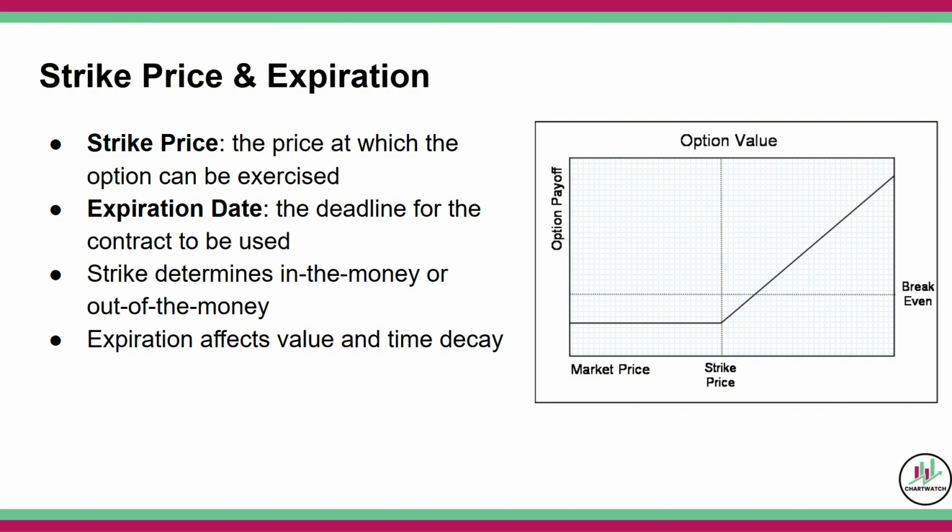The closer you get to expiration, the faster your option begins to lose value from time decay, especially if it's out of the money, which we're also going to explain. There's this ticking clock, which is what separates options from most other assets. It's why timing matters just as much as direction in options trading. In short, the strike price defines your trade level, and the expiration date defines your time limit. Together, they shape the structure of every options trade you'll ever make.